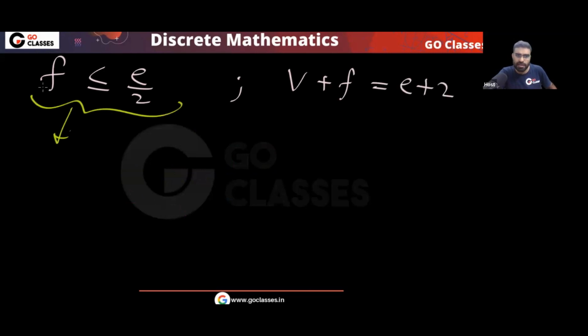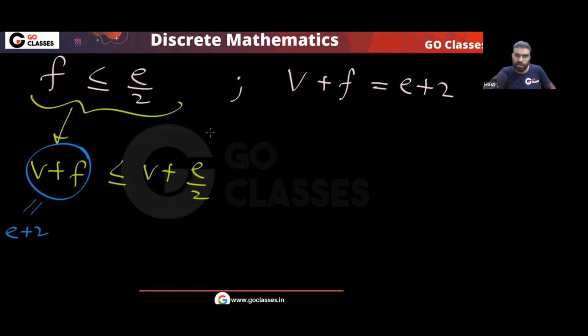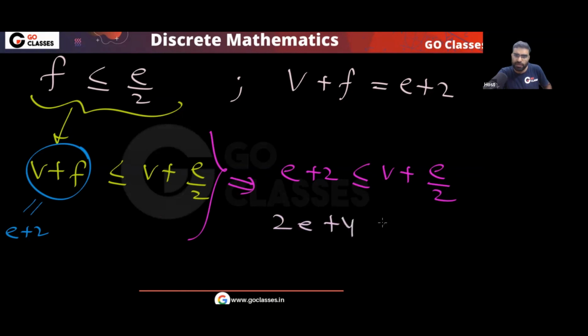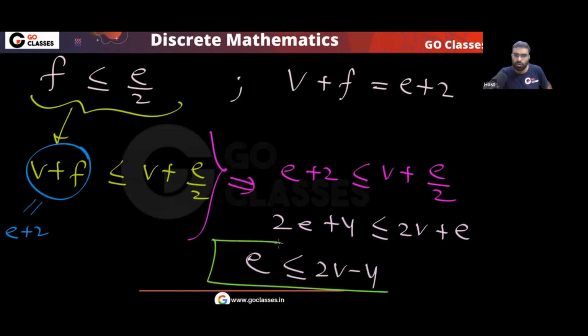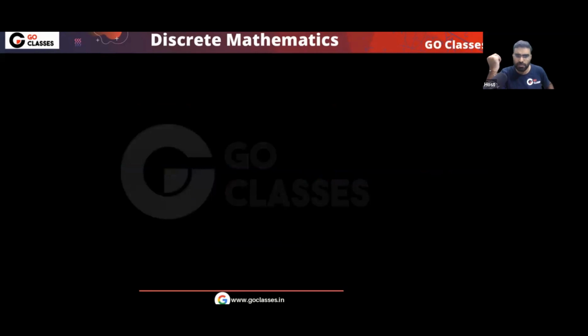So from here, I can add v on both sides. Now you can see this value v plus f is actually equal to e plus 2. So I got e plus 2 is less than or equal to v plus e by 2. Finally, you can multiply by 2, and you will get e is less than or equal to 2v minus 4. That's it. Yes or no? Is this clear? Very simple, this is your proof. Hence proved. So we have seen this proof.